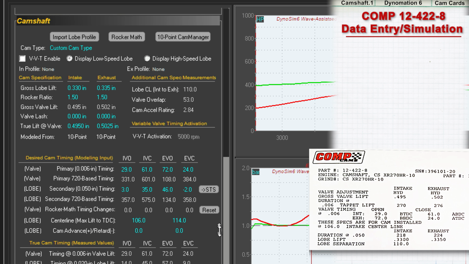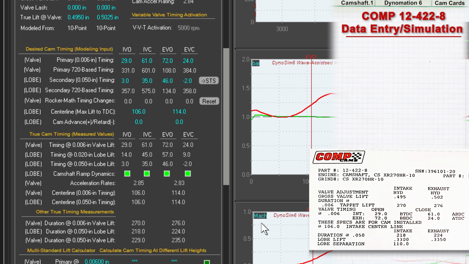Now that all the cam timing specs have been entered, the simulation is completed. You can see these measured fields have been populated. They show the actual measured timing values used during the simulation process. In most cases, they will exactly match the desired values we entered previously.